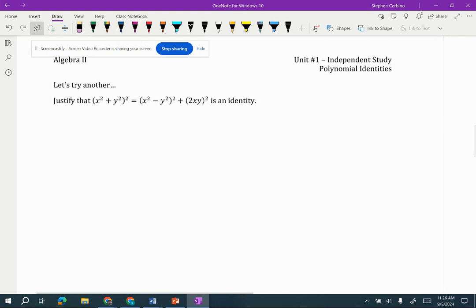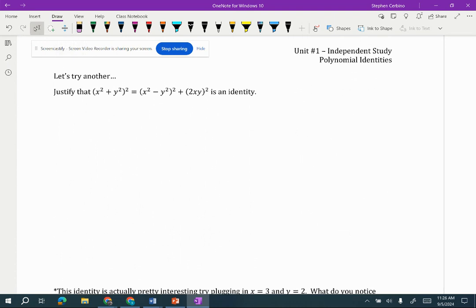All right, so let's try another one. This one's a little bit more challenging. So we see a bunch of different things here that can be simplified. So again, let's just start on one side of the equation. So if I start over here on the left, we have x squared times y squared and x squared and y squared.